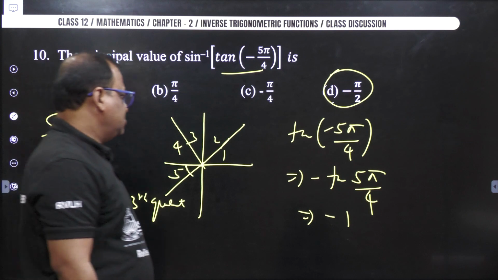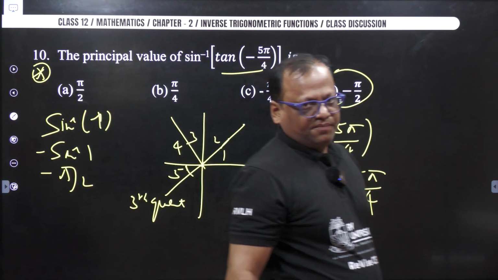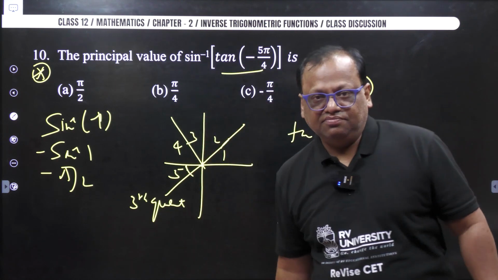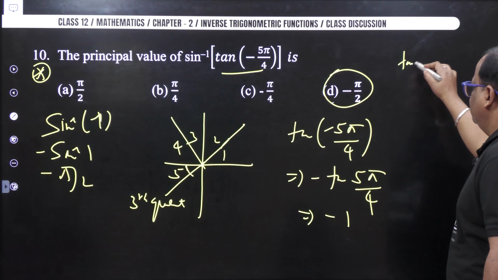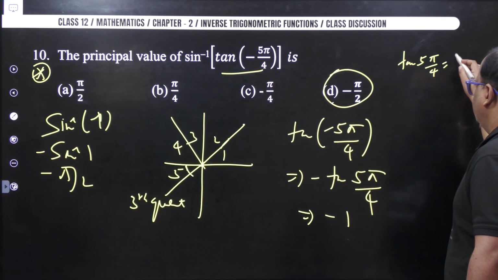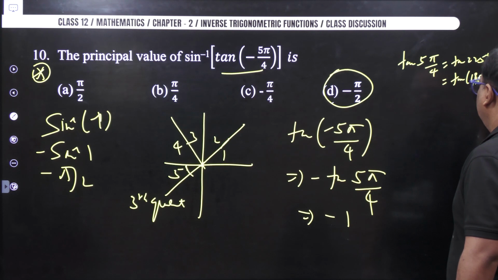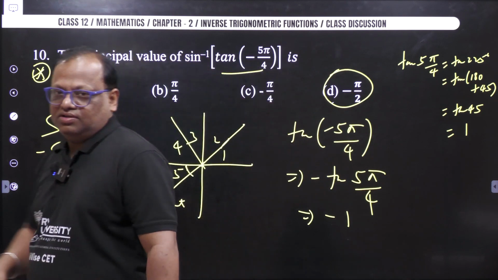Okay. So these type of questions are important for your CET. This is based on principal value, basic value. Look, this is tan 5 pi by 4. So this is tan 225 degree, which is tan 180 plus 45. So 180 plus 45 is tan 45, so this is 1. Understand it that way, or else using this quadrant method also you can understand.